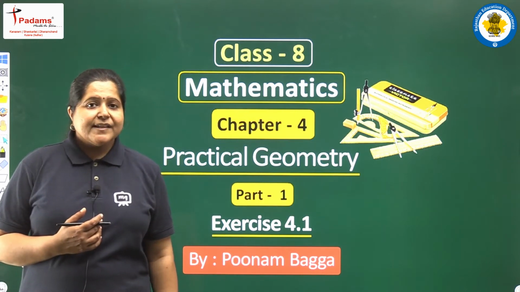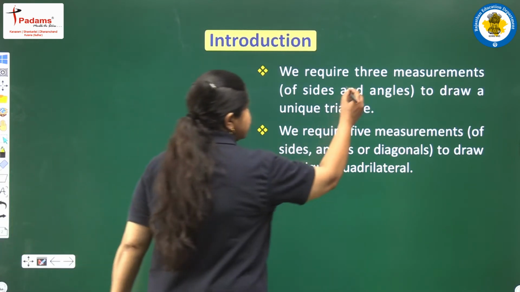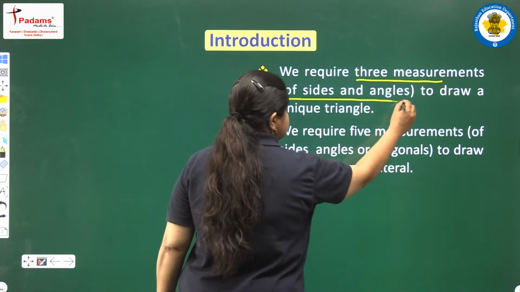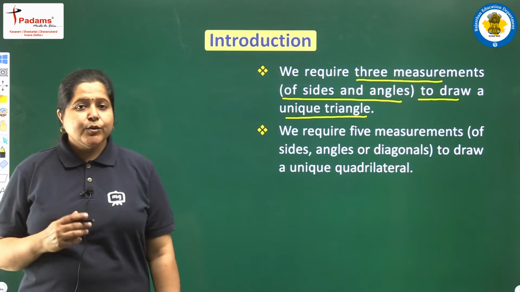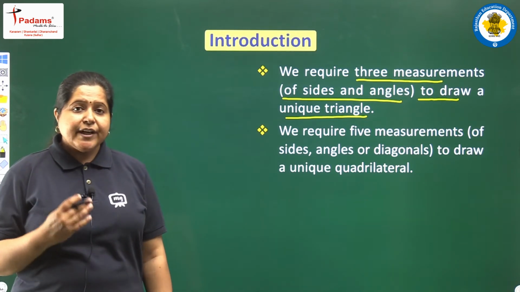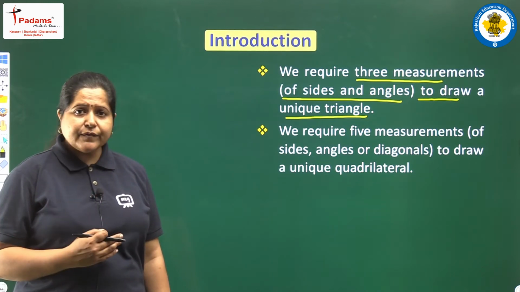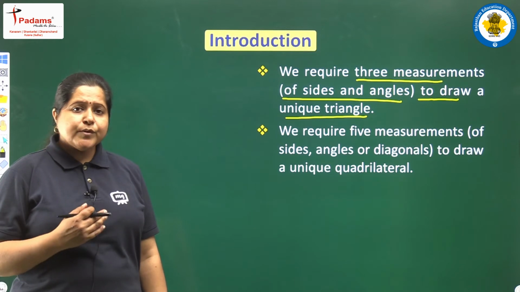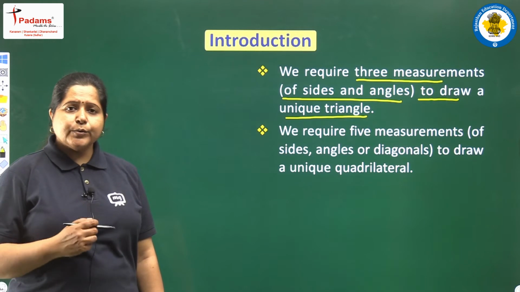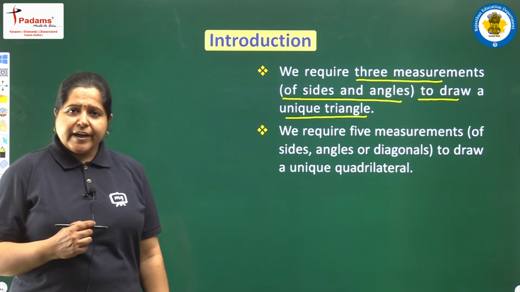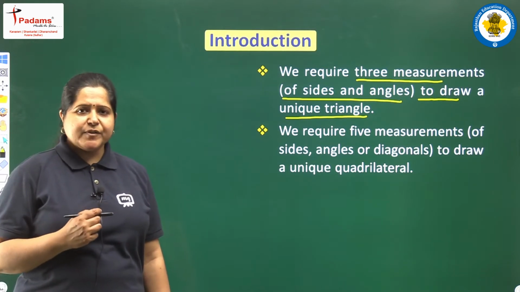Also, in your previous class you have learnt about construction of triangles, in which you have learnt that we need 3 measurements of sides and angles to draw a unique triangle. This means to get a unique triangle we need at least 3 measurements of a triangle. These 3 measurements can either be the 3 sides of a triangle, or we may be given 2 sides and the included angle, or we may be given 2 angles and the included side, or in case of a right triangle we may be given the length of one of its sides and the length of the hypotenuse.